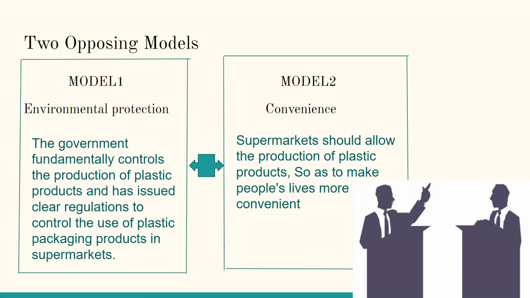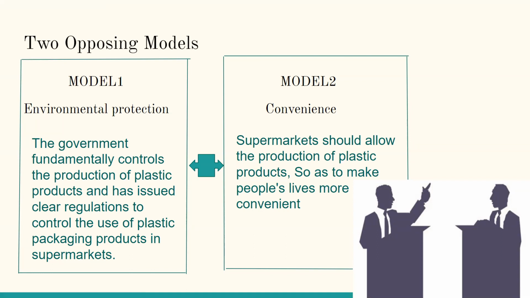Below, I will carefully analyze the working principle and the core content of the 2 different models. The first model is environmental protection. First, the production of plastic can be cut off at the root, so supermarkets can no longer sell plastic products. Second, if the production of plastic products is banned, customers will buy other products instead of plastic products, which indirectly also plays a role in protecting the environment. Third, because the government controls the manufacture of plastic, manufacturers would switch to producing environmentally friendly products to replace plastics.